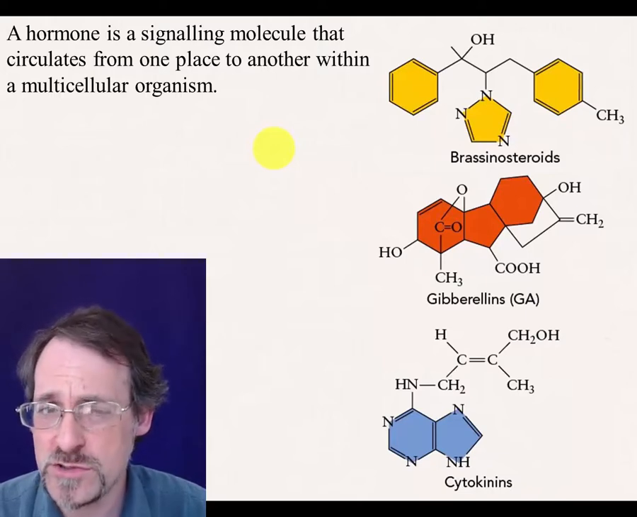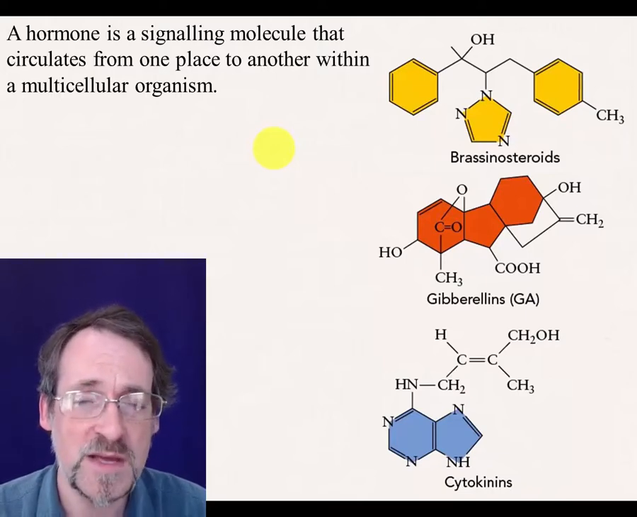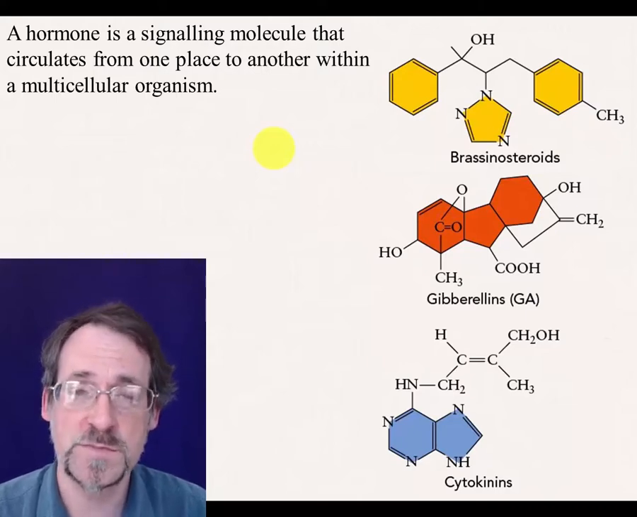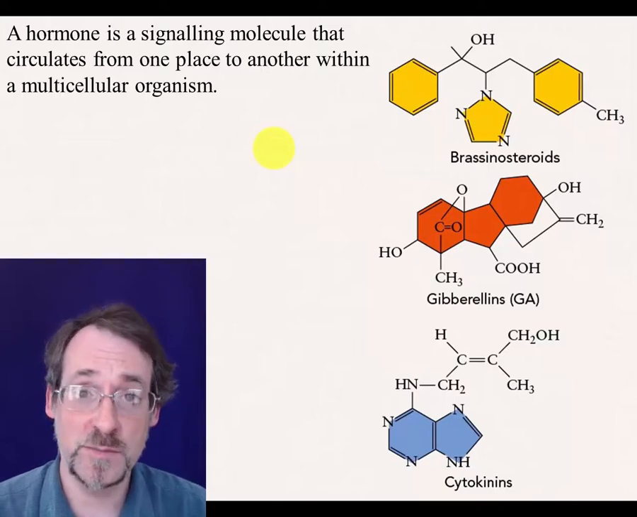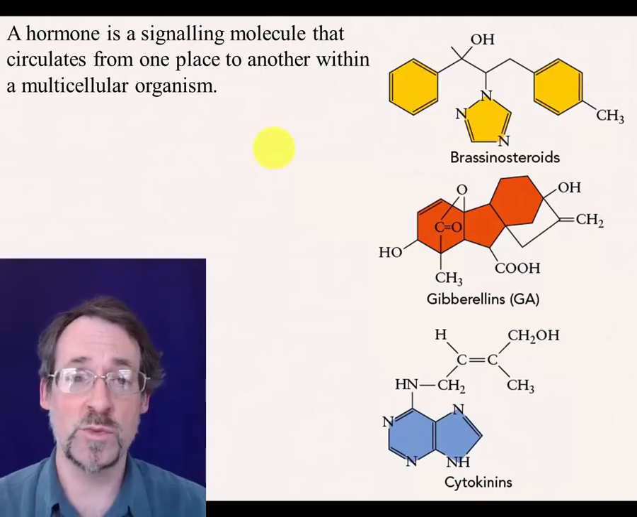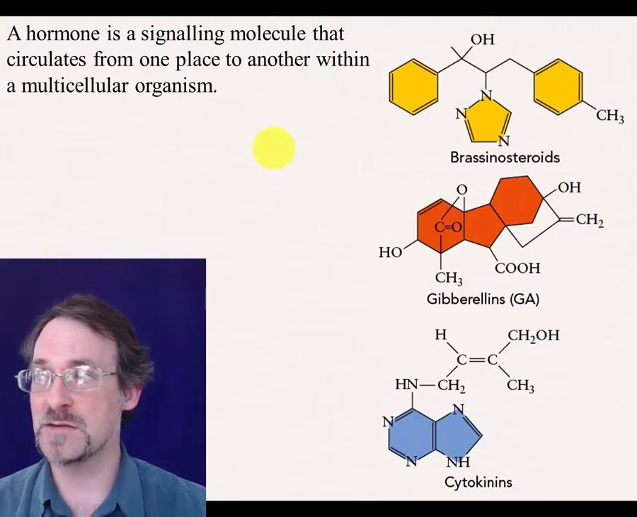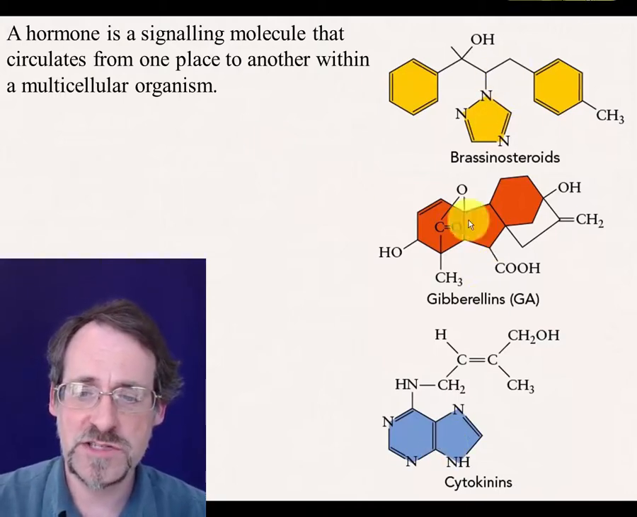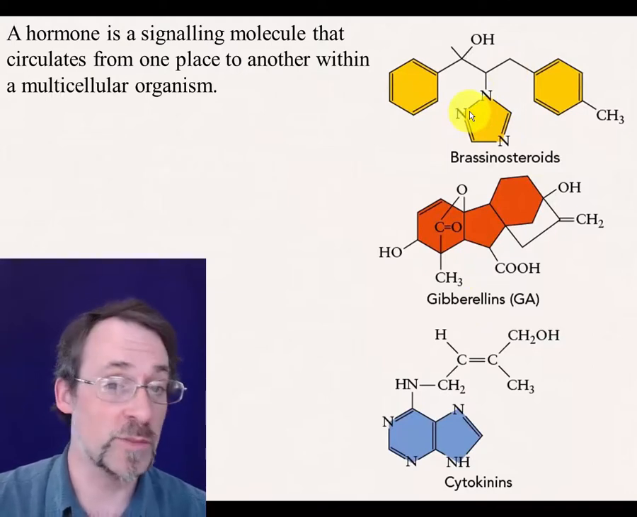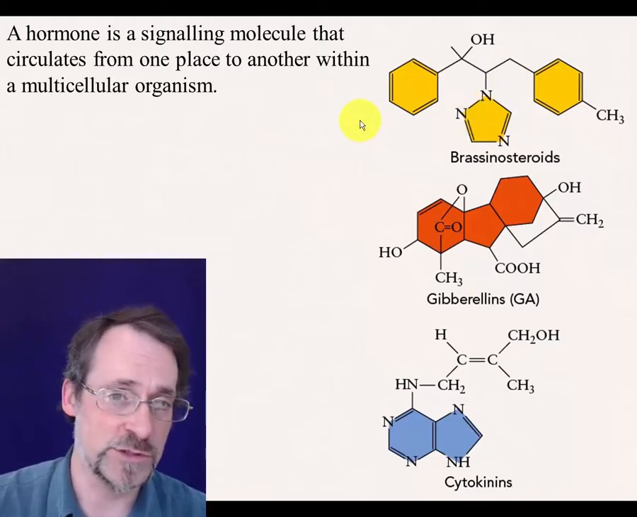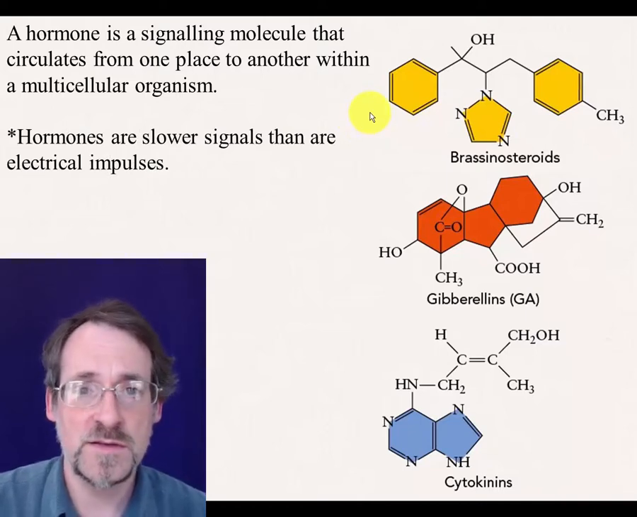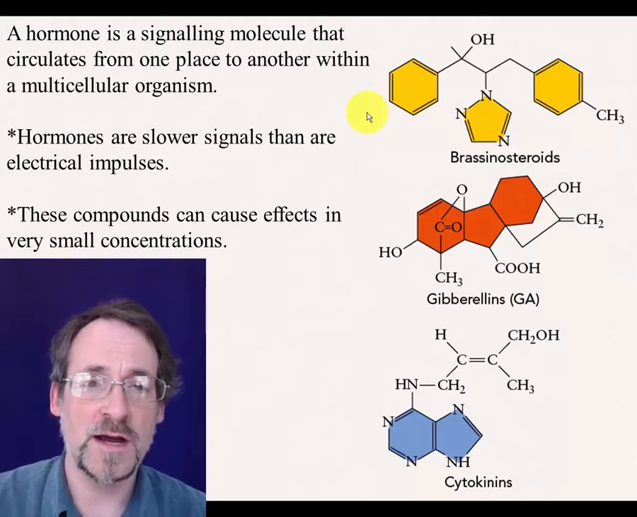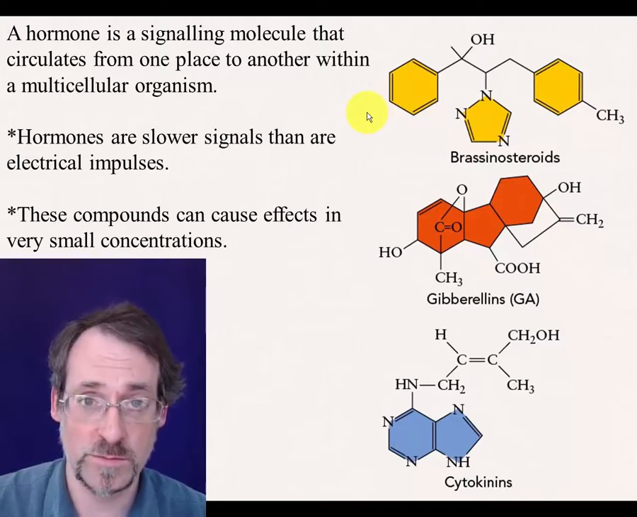While plants do use electrical signals a little tiny bit, they are much more dependent on chemical signals, or what we call hormones. Hormones are signaling molecules that move around within a multicellular organism, and by doing so end up coordinating the different parts of the organism. And these are some examples of what certain plant hormones look like at the molecular level. These are slower than electrical impulses, but they can be very powerful.